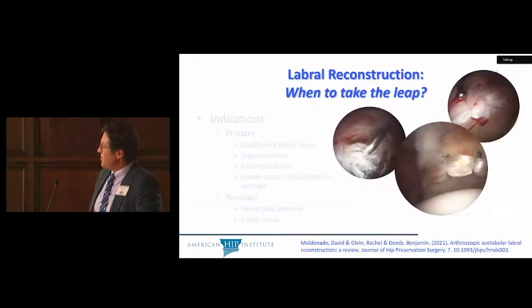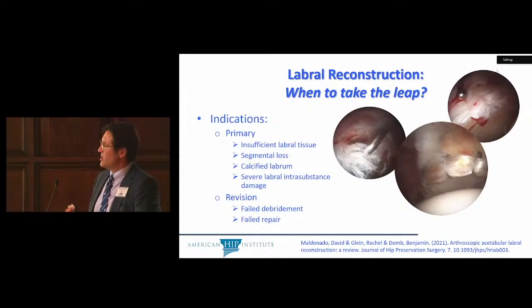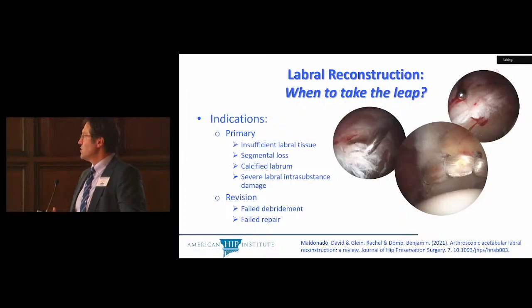When to take this leap? In the primary situation, this is primarily for insufficient labral tissue, segmental loss, a calcified labrum, or severe labral intrasubstance damage. I think the picture on the left here, most of us would look at that and feel that is not a repairable labrum. The picture in the top right is about a 2 millimeter strip of labrum, and you can repair it, but I think most of us would feel that it wouldn't be very satisfying. In the revision situation, we're reconstructing the majority. If they've had a failed debridement or a failed previous repair, reconstruction plays a really big role.